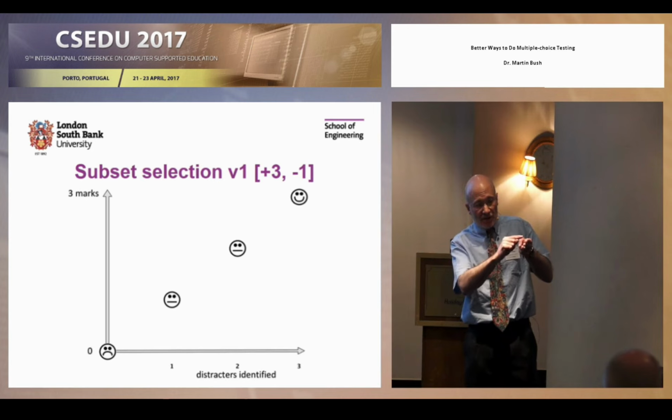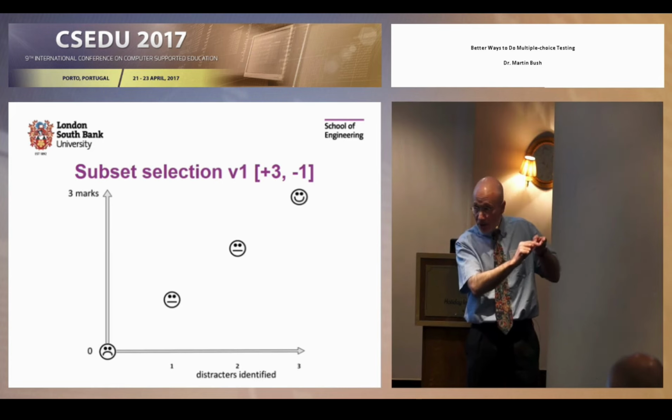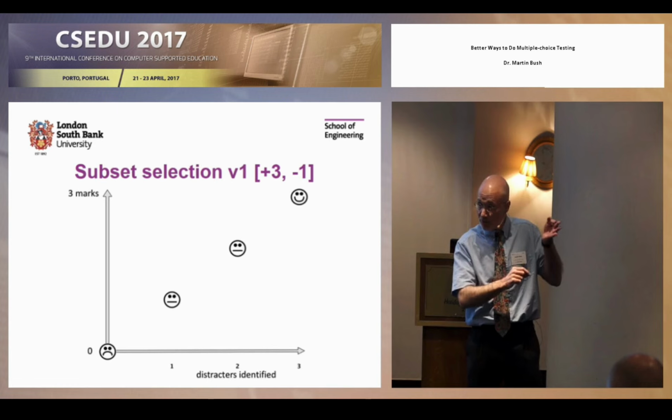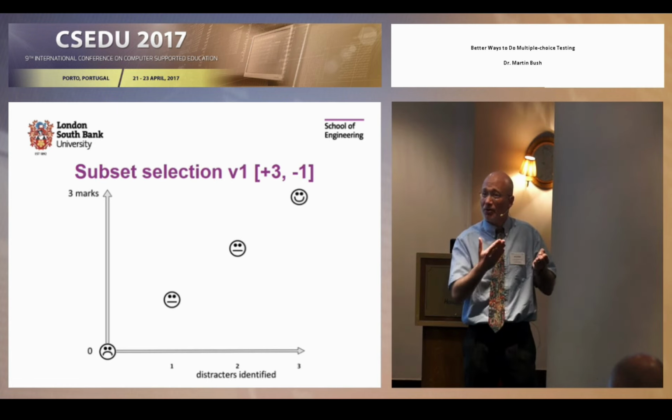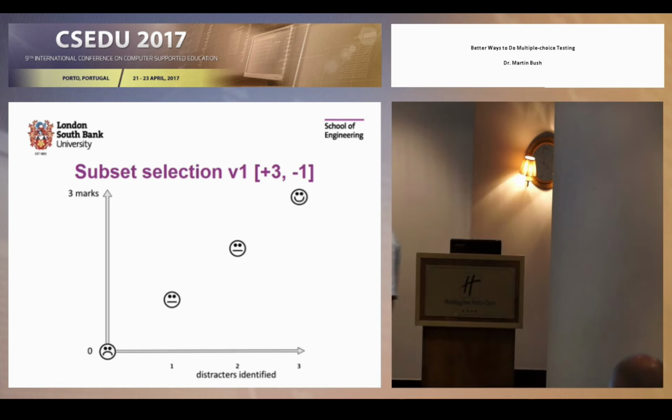So if a student thinks the answer is this one or this one, we can allow them to tick both. And if the right answer is one of those 2, they'll get +3 marks for the answer that is right and -1 for the one that was wrong, so they're going to get 2 marks out of 3. So that's actually quite generous. 2 marks out of 3 is generous if they can identify 2 distractors.